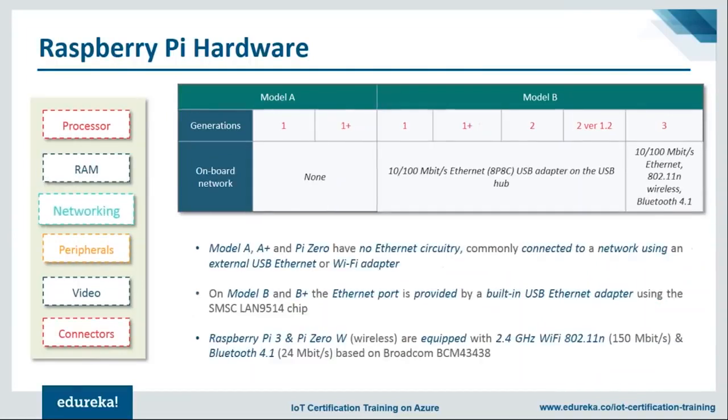Now moving forward, when you look at the networking capabilities, the Model A of Raspberry Pi did not have any such features, but from Model B of version 1 itself, you had an Ethernet port which was introduced here, and from version 3 you also have Wi-Fi and Bluetooth capabilities introduced here as well.